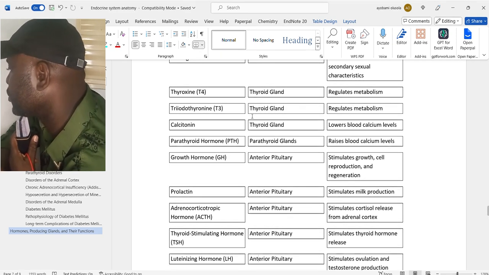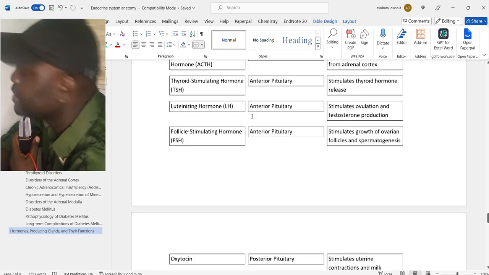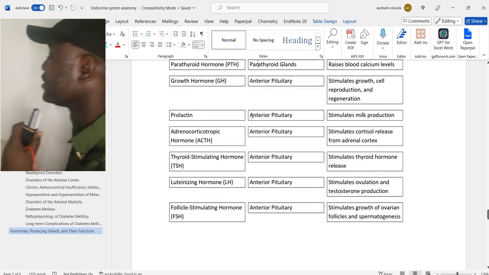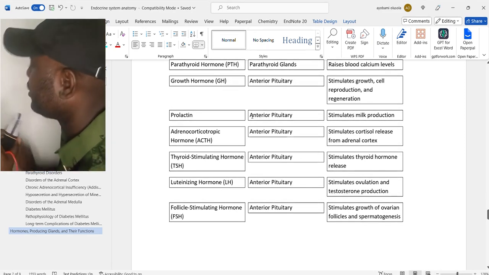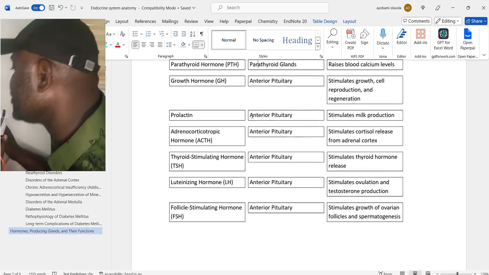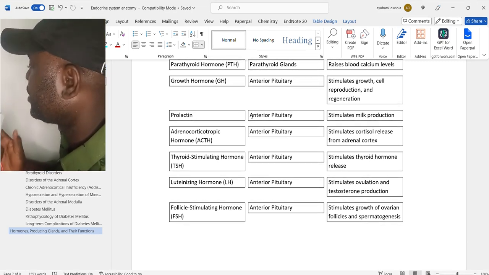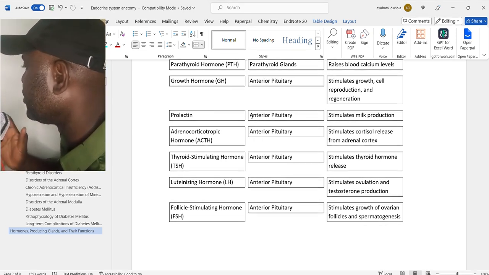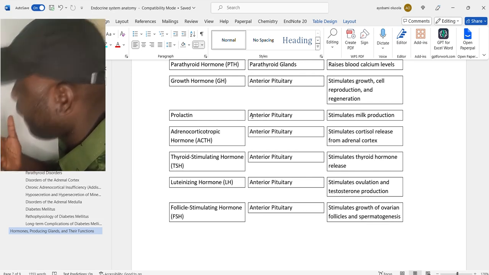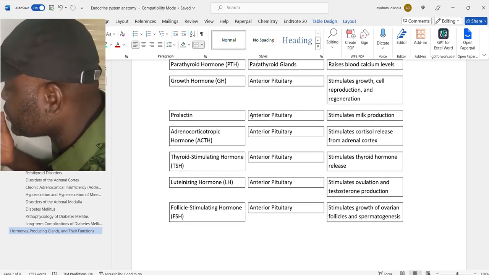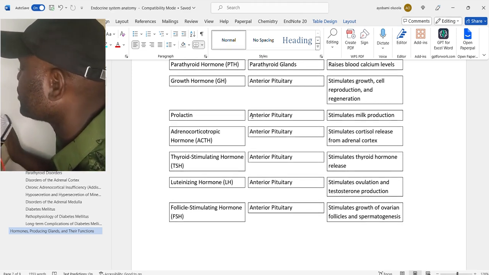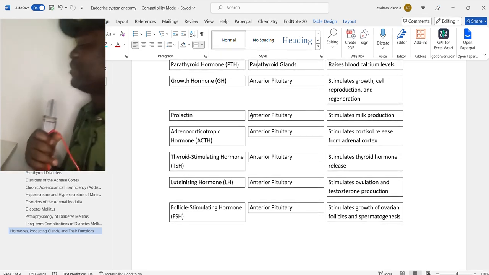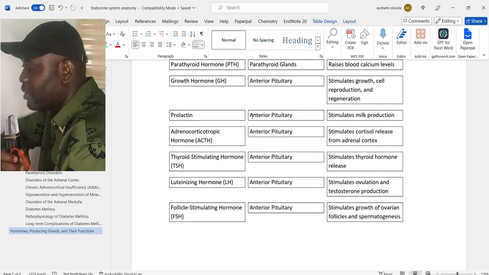It stimulates milk production. Adrenocorticotropic hormone is produced by the anterior pituitary. It stimulates cortisol release from the adrenal cortex. Thyroid stimulating hormone is produced by the anterior pituitary, and it stimulates thyroid hormone release. Luteinizing hormone is produced by the anterior pituitary, and it stimulates ovulation and sex hormone production. Follicle stimulating hormone is produced by the anterior pituitary, and it stimulates growth of ovarian follicles and spermatogenesis.